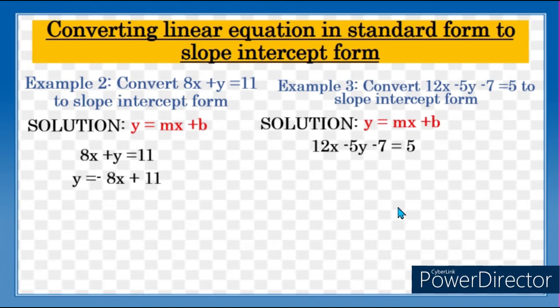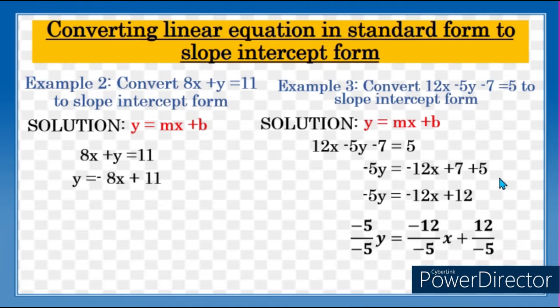Sa magiging equation po ngayon natin dito ay negative 5y is equal to negative 12x plus 7 plus 5. Okay? Combining like terms, 7 plus 5 is equal to 12. So, ganyan po yung magiging equation natin: negative 5y is equal to negative 12x plus 12. Okay, so next step is divide natin both sides by negative 5.